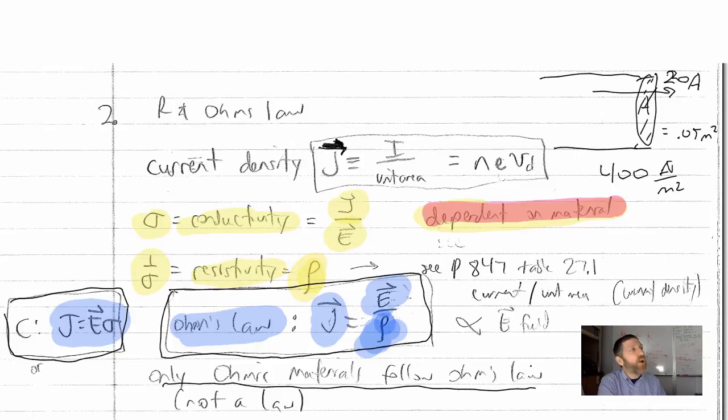One thing that is not ohmic, though, is semiconductors. Those do not follow Ohm's law. Neither does a light bulb. An incandescent light bulb's resistivity changes as you pump more current through it. We'll see why momentarily.